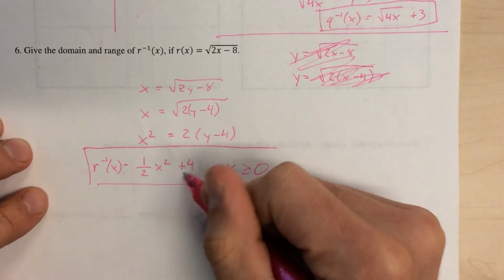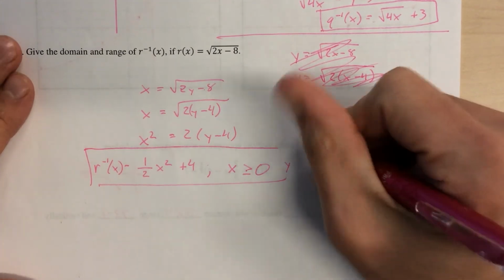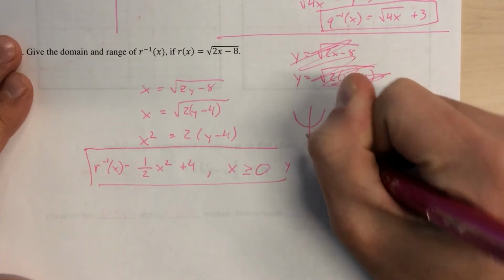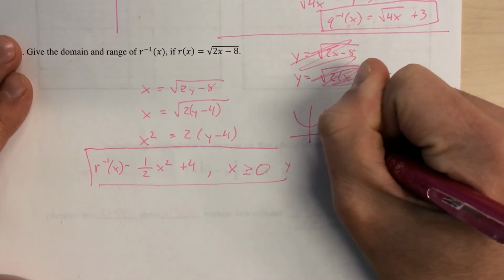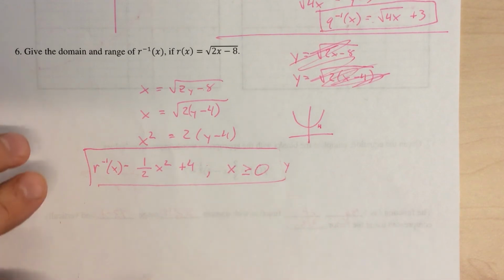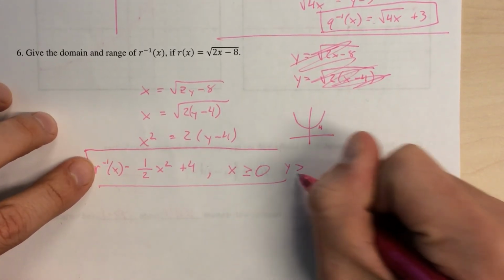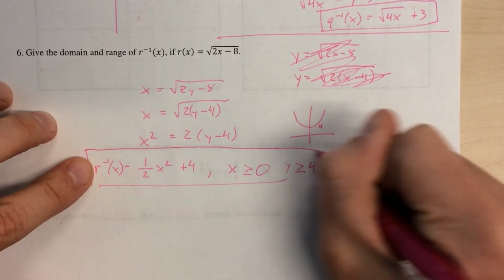For the range, this graph has been elevated by 4. Okay, so roughly it looks like this. And that's a 4 right there. So that's really what the graph looks like here. It's been elevated by that amount. And that will place us at greater than or equal to 4.